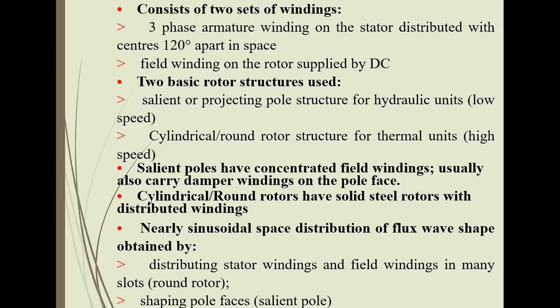Nearly sinusoidal space distribution of flux waves is obtained by distributing the stator winding and field winding in many slots and shaping the pole faces. Why? Because we want smooth operation. Sinusoidal space distribution means we don't have any torque pulsation or torque oscillations. So for that we distribute the stator winding and field winding in many slots, and the salient pole faces should also be of equal shape.